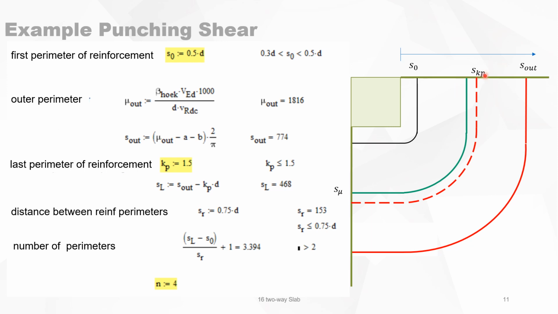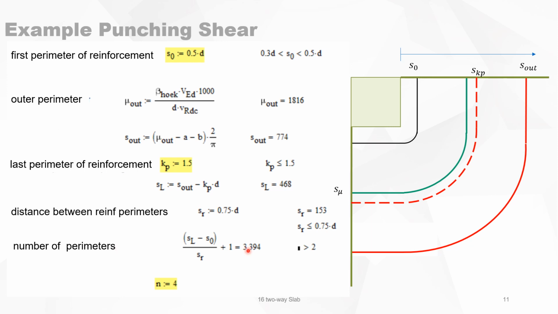From there to there, it is 468 millimeters. The distance between reinforcement perimeters should be smaller than 0.75 effective depth, and it is taken as 153 millimeters. Now we can calculate easily the needed number of perimeters. Just remember, we need at least 2 perimeters. You always have to make 2 perimeters at minimum.